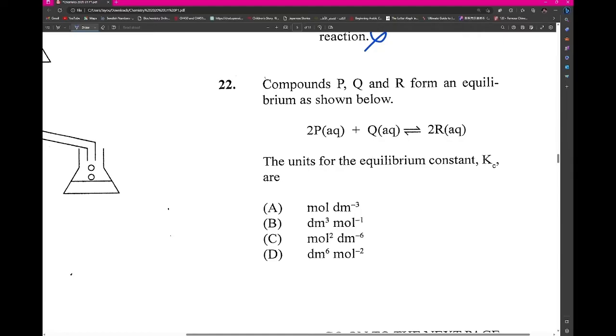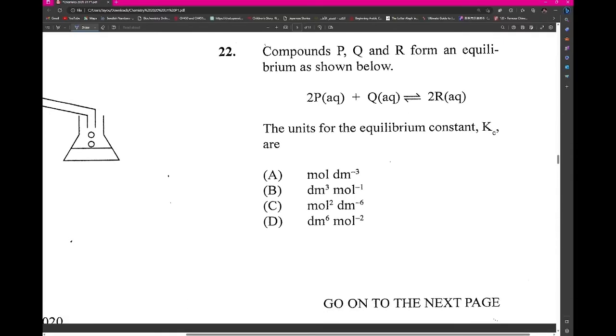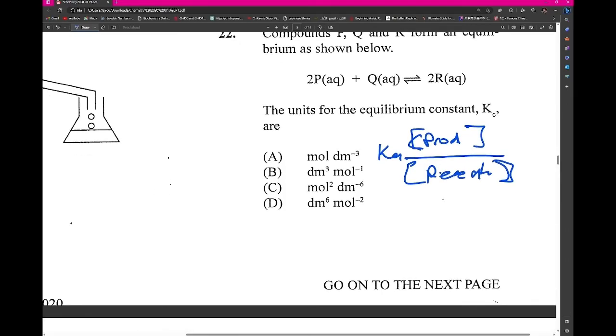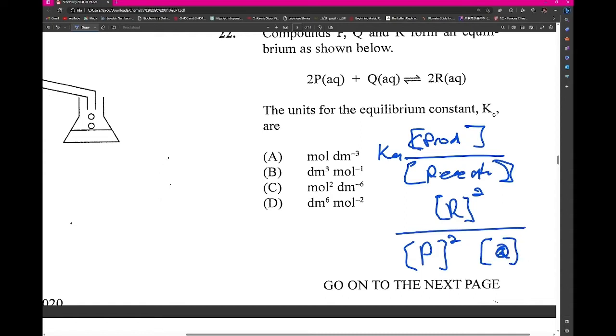Compound P, Q, and R equilibrium, we're looking at this. So remember that Kc is going to be our products over reactants, right? So our product here would be the concentration of R squared. Remember, it's brought to the power of their stoichiometric coefficients. We're going to have P squared, and then we're going to have Q. All right, so I hope we have that.